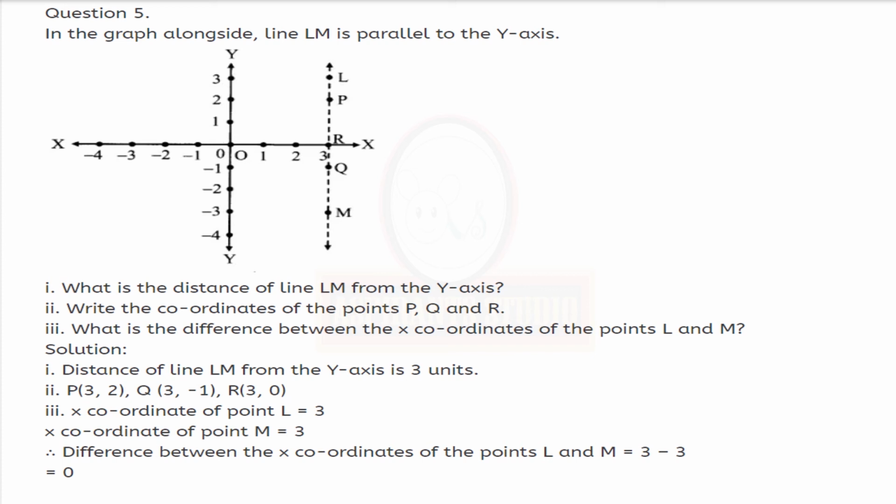Therefore, difference between the x coordinates of the points L and M will be 3 minus 3, because difference means you have to subtract. You know the x coordinate of point L is 3. You know that the x coordinate of point M is 3. So now we have to find out the difference between the x coordinates. So 3 minus 3, which is equal to 0. So difference between the x coordinates of the points L and M is equal to 0.